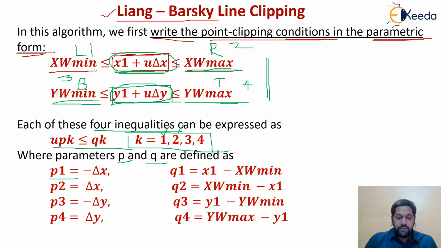The first one, p1 is equal to minus delta x, and q1 is equal to x1 minus xw minimum. So when I have p1 equal to minus delta x, q1 should be x1 minus xw minimum. If my p2 value is delta x only, not minus delta x, then p2 is delta x. What is the meaning of minus delta x?